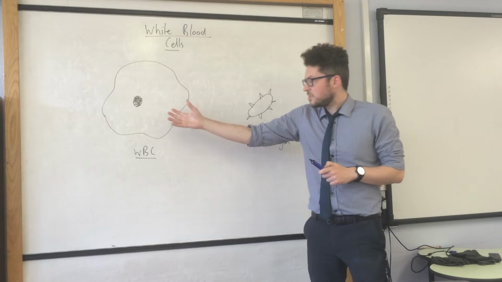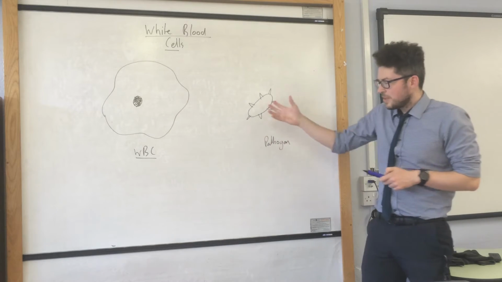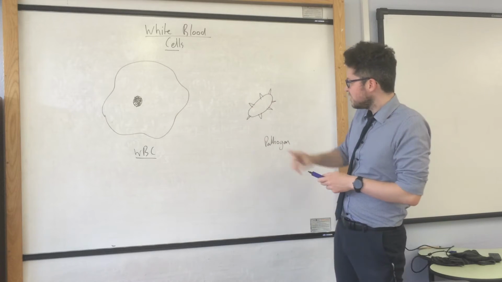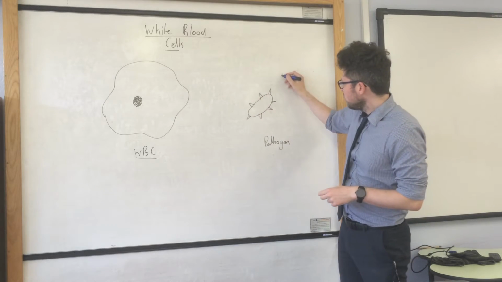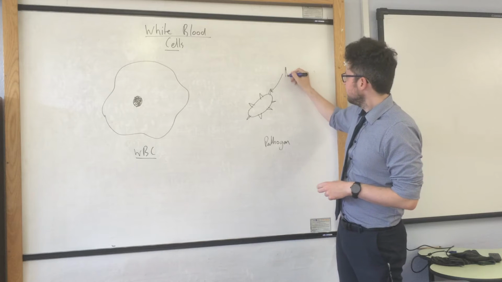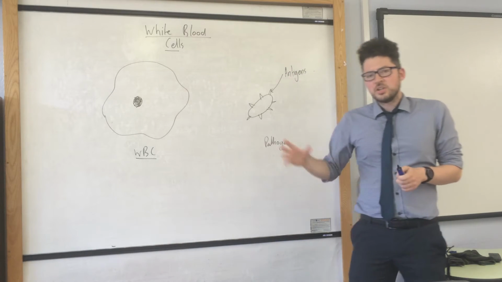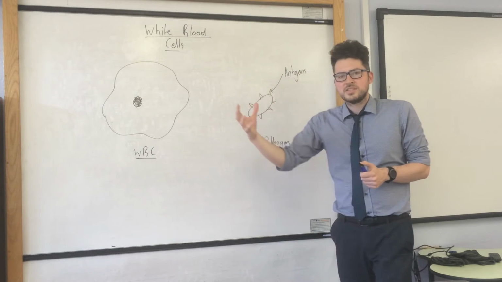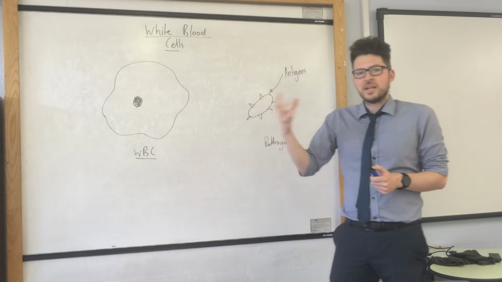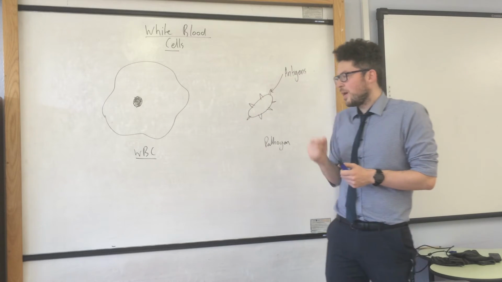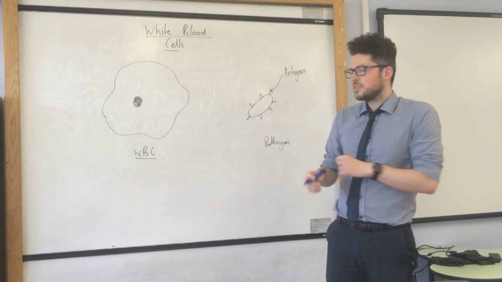So here I've got a white blood cell and our pathogen. This could be a virus or a bacteria. Now on the surface you can see these molecules. These are called antigens. And these molecules are the molecules that our immune system, so our white blood cells, recognise, and they allow it to fight it off.